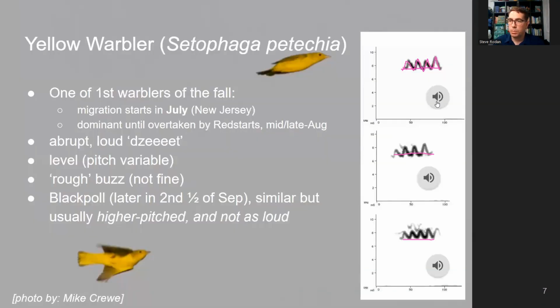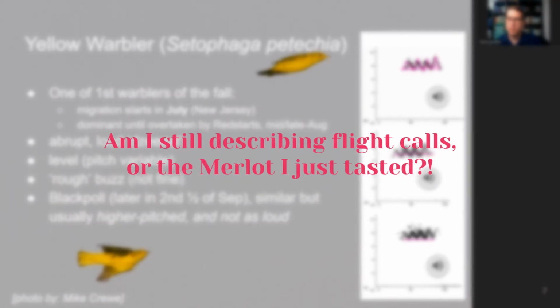Now here's the yellow warbler. Now this one's much better. Maybe I'll slow it down. Some of them can be a little bit higher, so it varies in pitch, but it's level. It's a rough buzz, you could say. It's roughly modulated. To me, it's a very robust sound. Kind of dry, a little dry, not very liquidy.